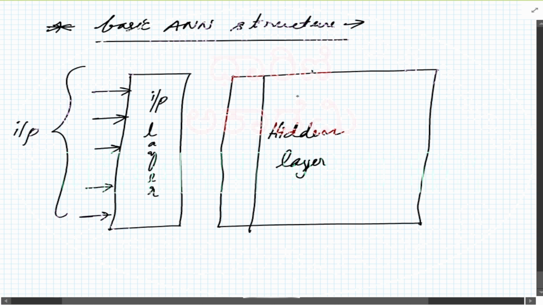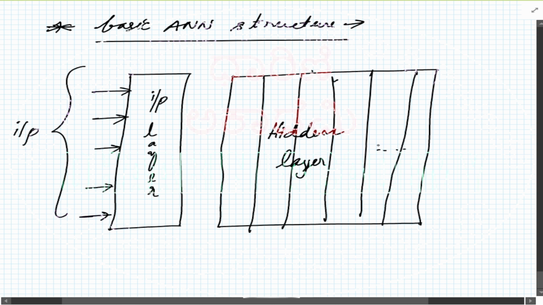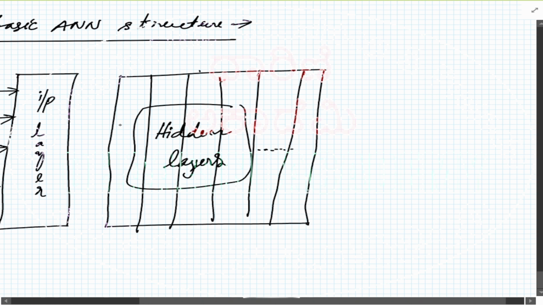Hidden layer could be the first layer, second layer, third layer, fourth layer, and so on. I can have 100 layers or any number of layers over here. That is the hidden layer. So many layers could be present. Whatever is collected from the input will be passed on to the hidden layer, and the hidden layer will ultimately generate the output, right?